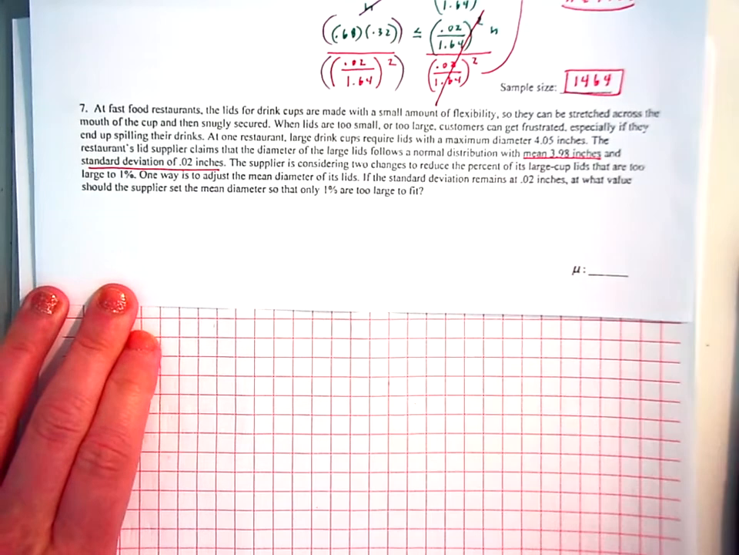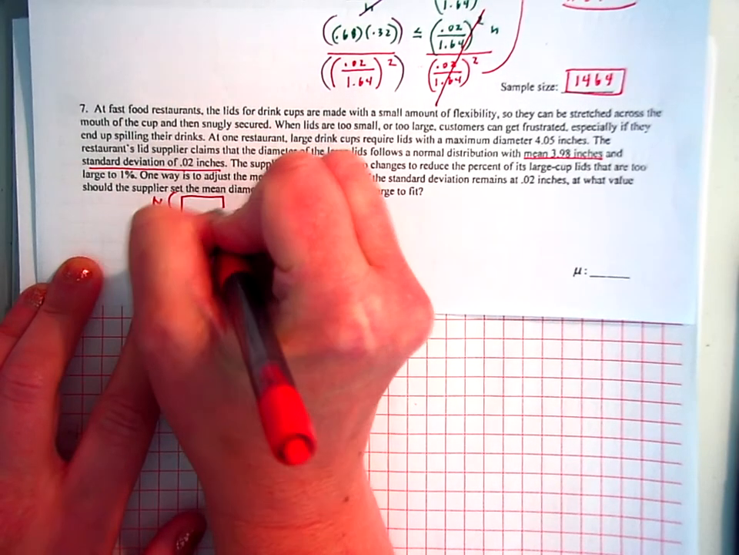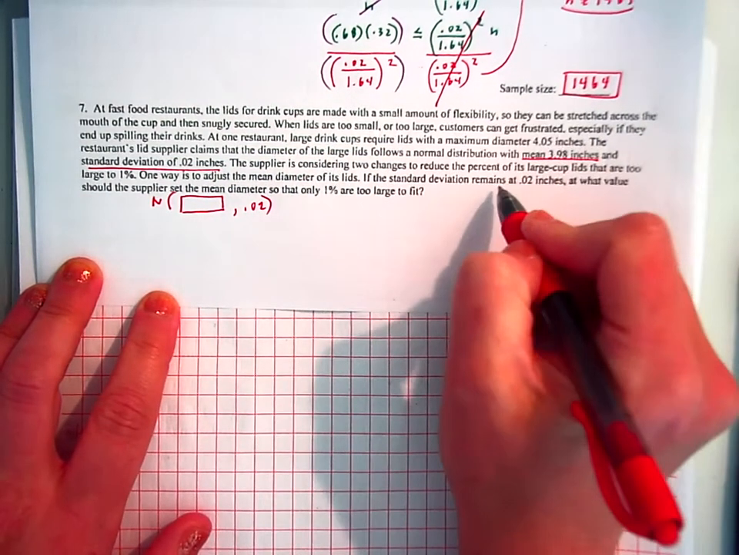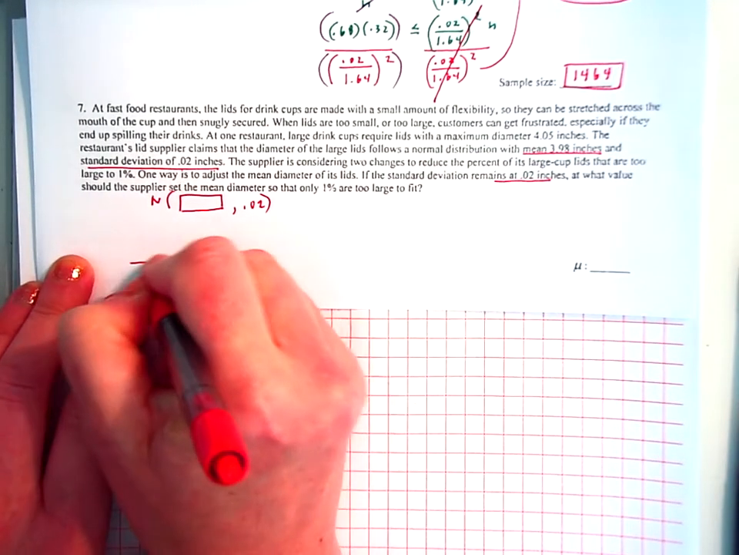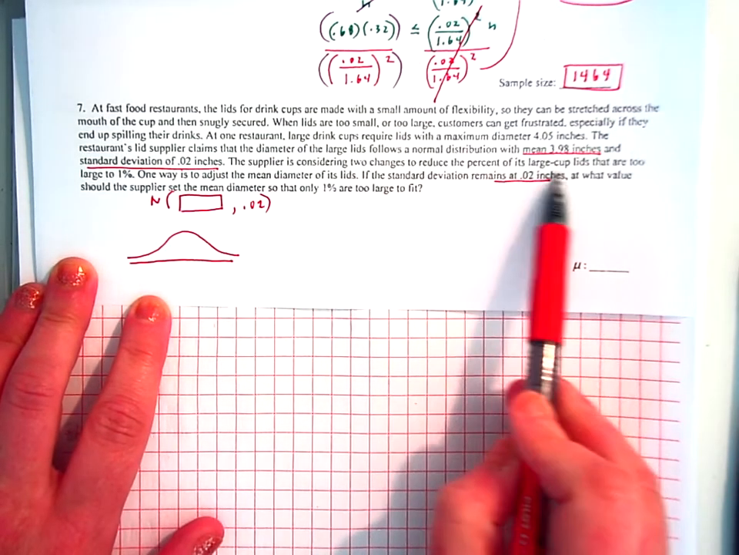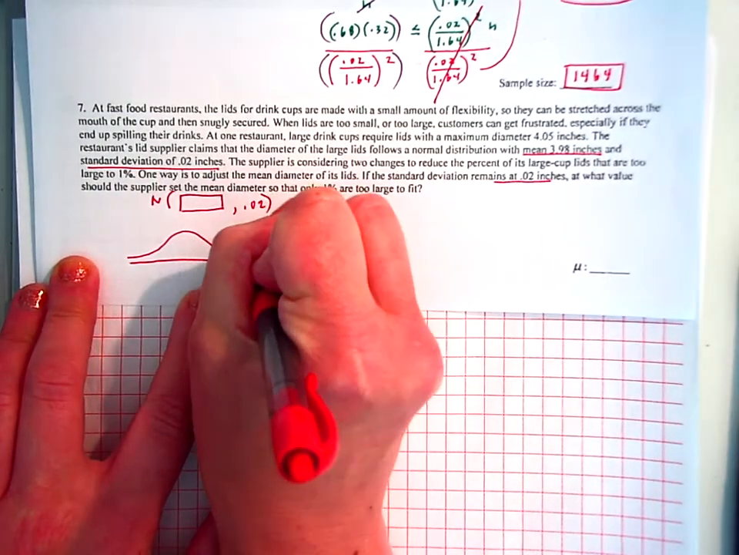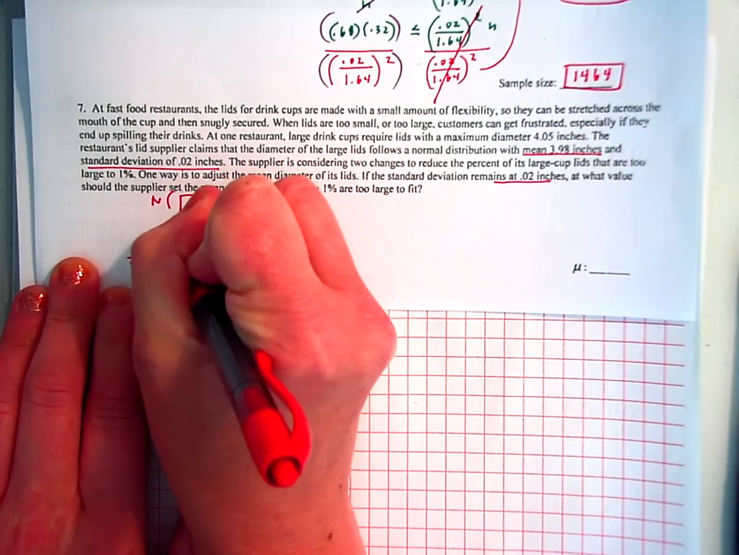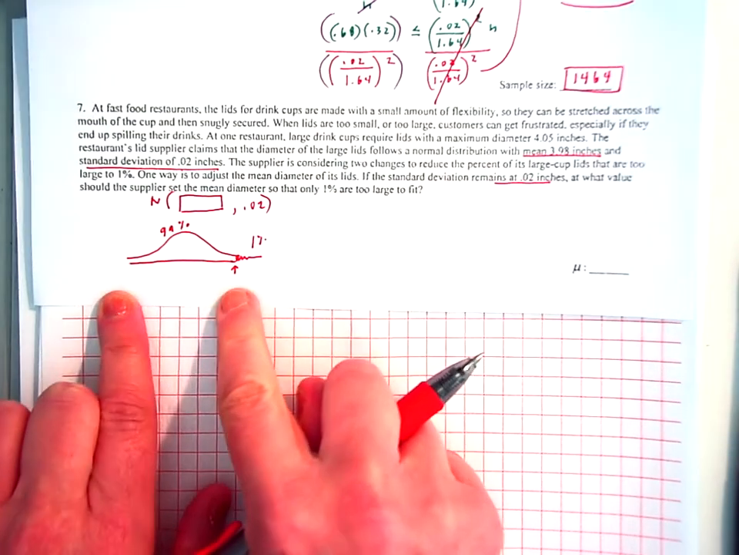Okay, so let's just think about what we're asked. We're told that it's normal. We are trying to find this mean value with a standard deviation of 0.02, right? That's what we're told right there. We're keeping that standard deviation fixed. Okay, if I visualize my situation, here's my normal curve, right? We want the lids that are too large to be only 1%. So here's that 1% right here. Which means that, well, 99% are fine. Okay, so there's that bottom 99%.